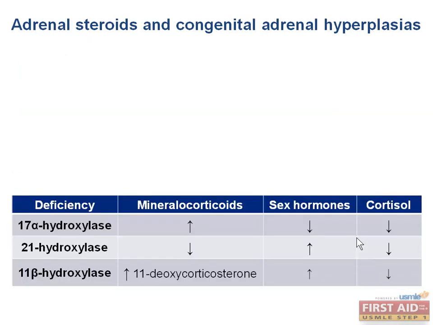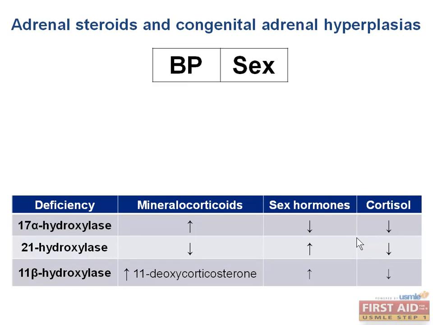Now I'm going to show you a simple mnemonic to help you remember the difference between these disorders. Draw yourself a table where one column has blood pressure and the other one has sex, like this. Remember that blood pressure is going to be high in the settings where we have production of mineralocorticoids, whether that be aldosterone or 11-deoxycorticosterone. The sex column refers to production of sex hormones.